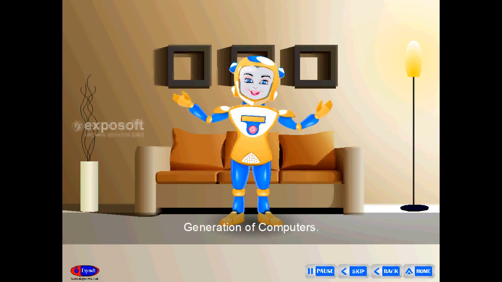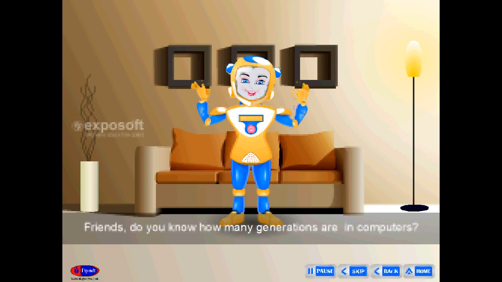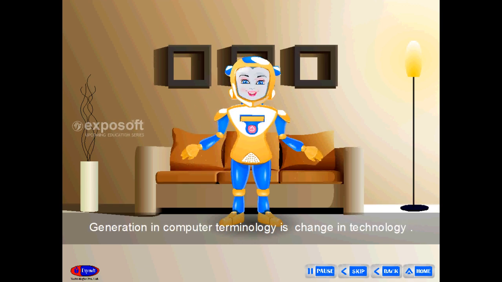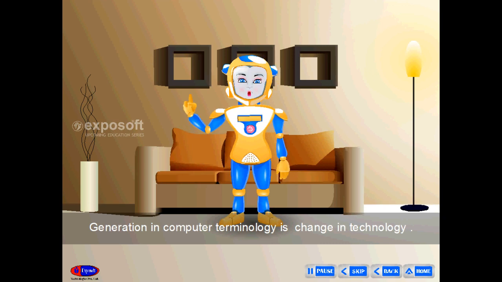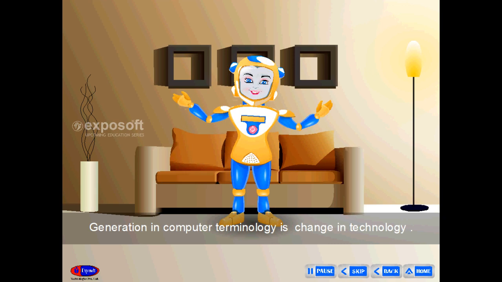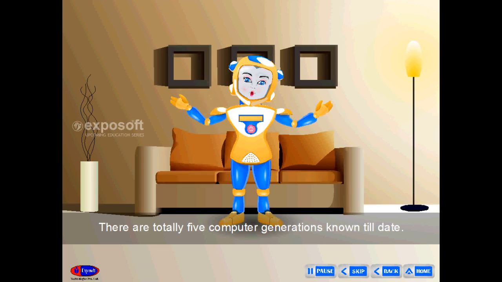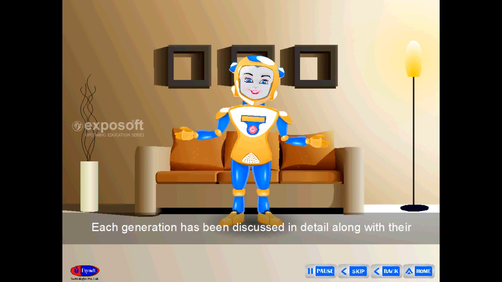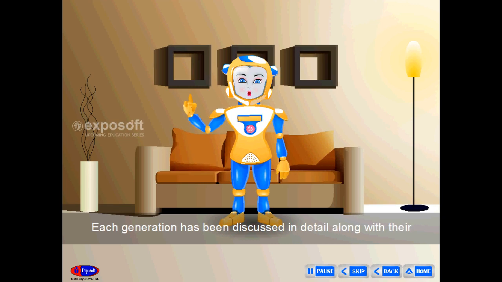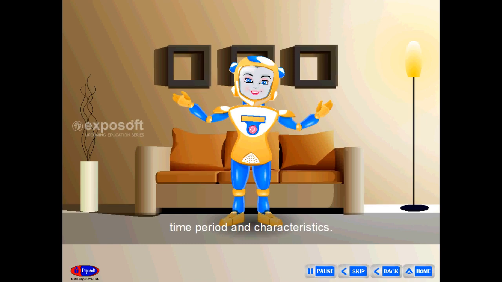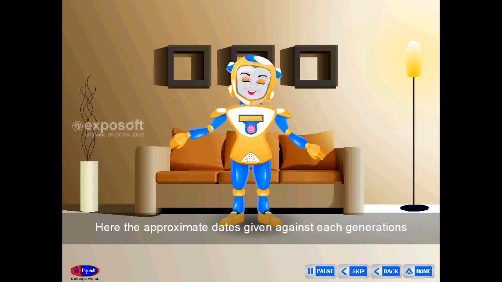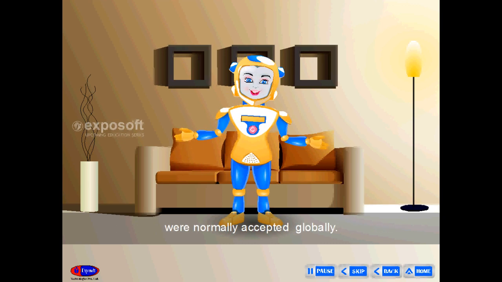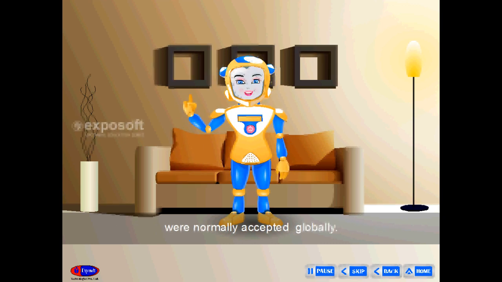made it more useful for individuals. Generation of computers. Friends, do you know how many generations are in computers? Generation in computer terminology is change in technology. There are totally 5 computer generations known till date. Each generation has been discussed in detail along with their time period and characteristics. Here, the approximate dates given against each generation are normally accepted globally.